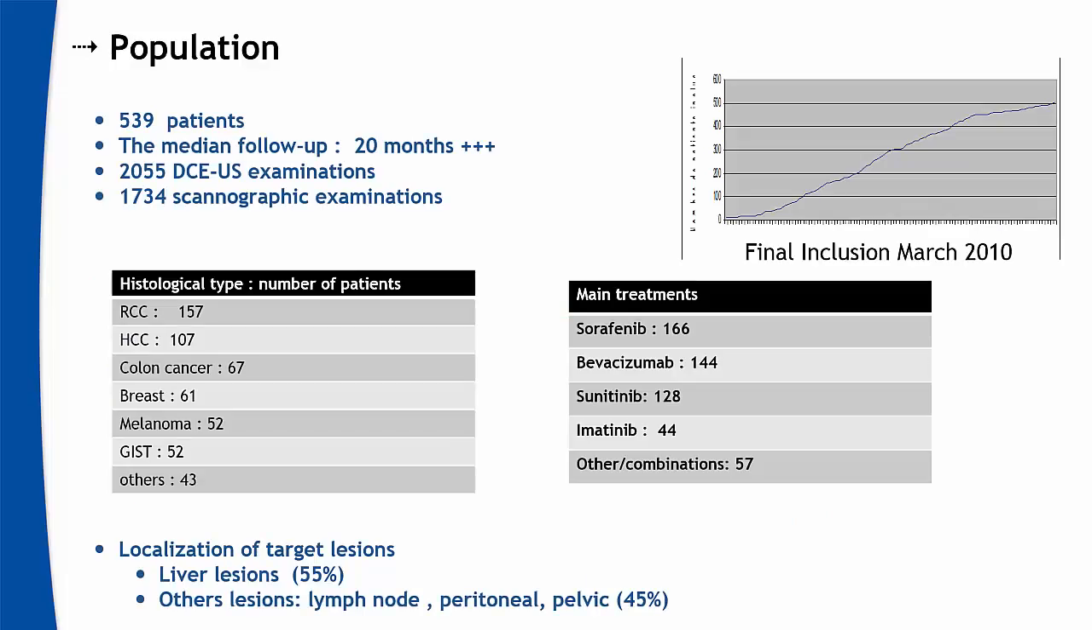We include more than 500 patients. We perform more than 2,000 DCE-US, 1,700 CT scans with a RECIST evaluation, and we include a lot of renal cell carcinoma and HCC, but also more than 50 colon cancer, breast, melanoma, and GIST. And all patients were treated with the main anti-angiogenic treatments, so sorafenib, bevacizumab, and sunitinib.